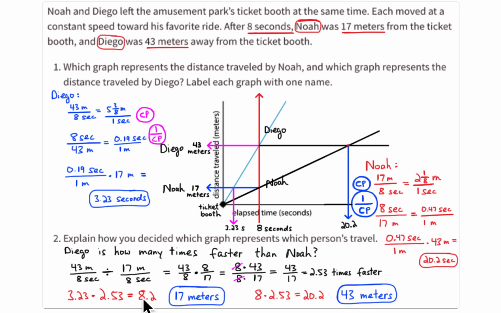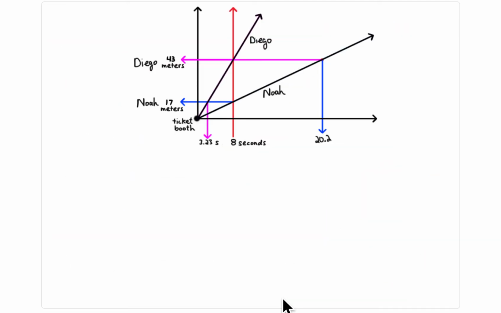All right, so let me put this into one last slide that in essence combines this idea of 2 and 53 hundredths being the connection between several comparisons. So I'm going to reproduce this graph on this page. Same graph. Here's Noah's graph. Here's Diego's graph. Here's 43 meters, 20 and 2/10 seconds, 17 meters, the 8 seconds, and the 3 and 23 hundredths seconds for Diego to travel 17 meters.